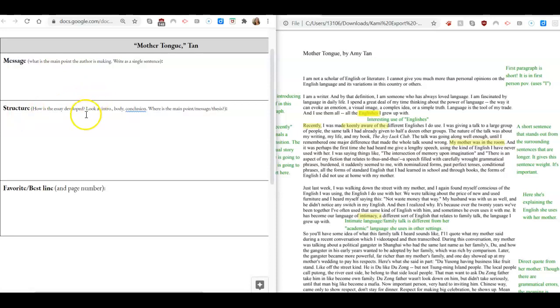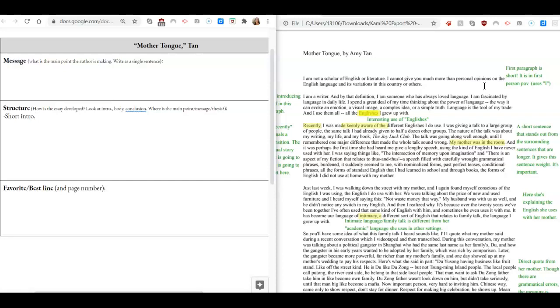The first thing I want to look at is the structure. So I want to determine how the essay is structured, how it moves through the ideas. I'm going to note a couple of different things. First of all, I put this in the notes over here. The intro is short. So I'm going to type short intro. I think that's important that it's only 2 sentences.